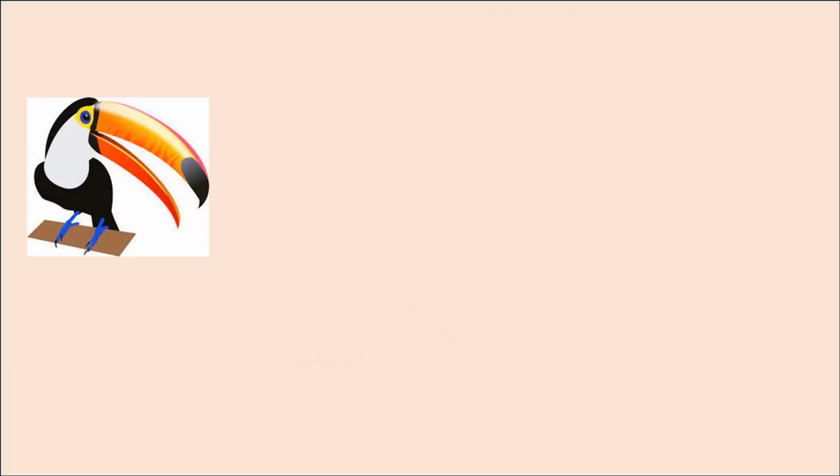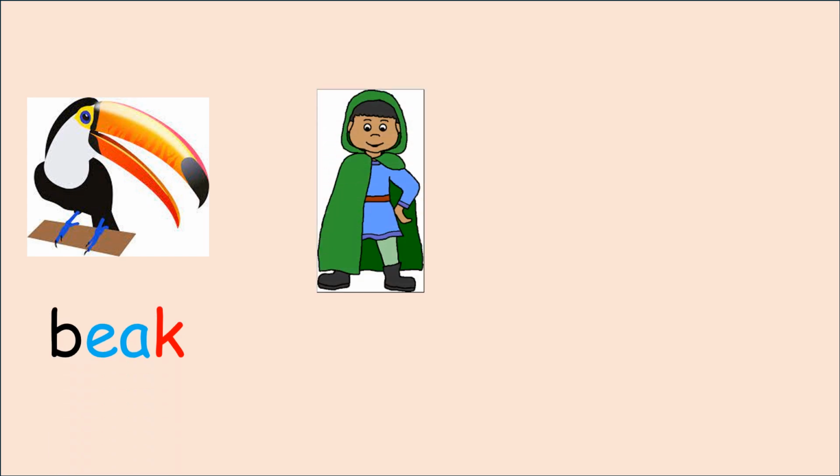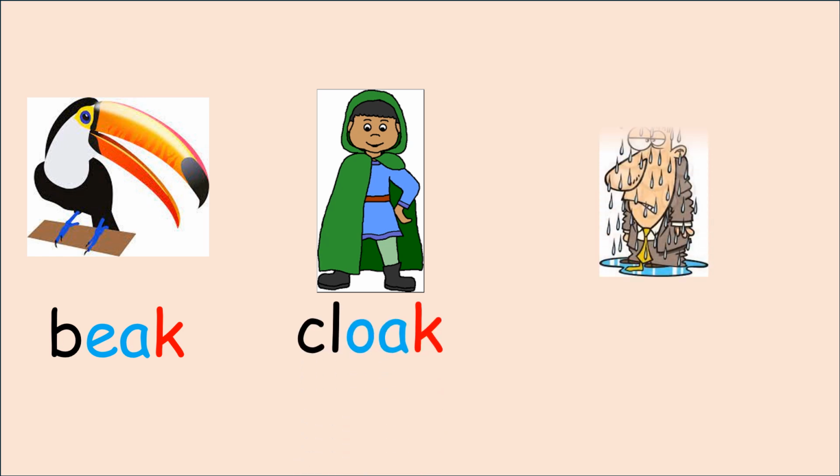Here we have a bird with a very large beak. Here we have a boy and he's wearing a cloak. And here we have a man and he's getting wet in the rain, and the word here is soak. So we have beak, cloak, and soak.